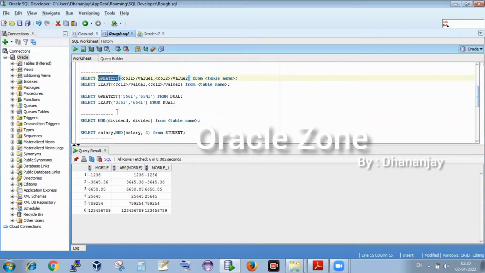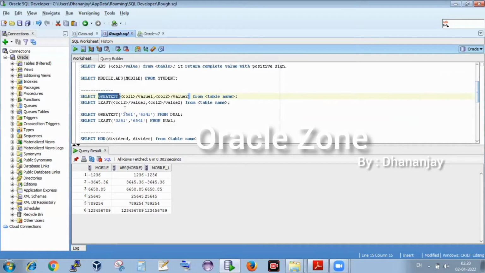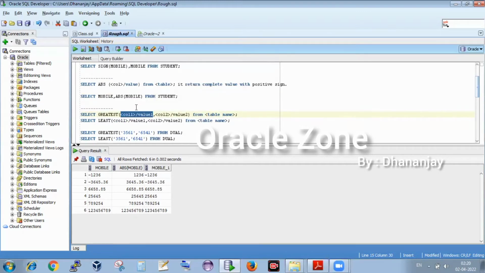Greatest. This greatest function has two parameters within the parentheses. Greatest means we are comparing two values to find which is greater. To compare and find which is greater, we need a minimum of two values. So for the greatest function we require two values to do the comparison, and it returns the greatest value.